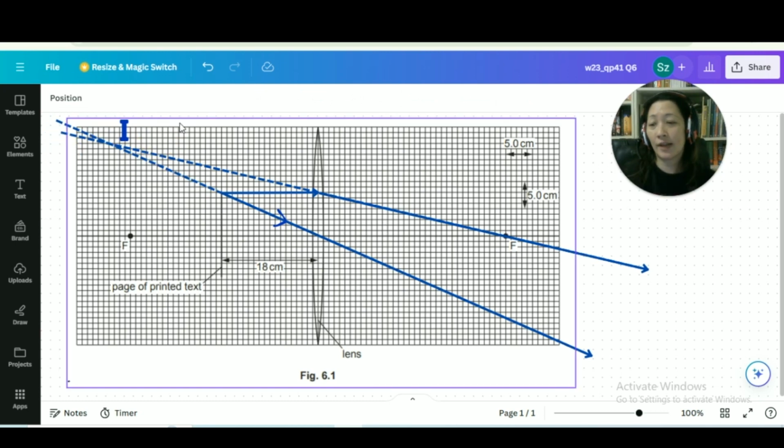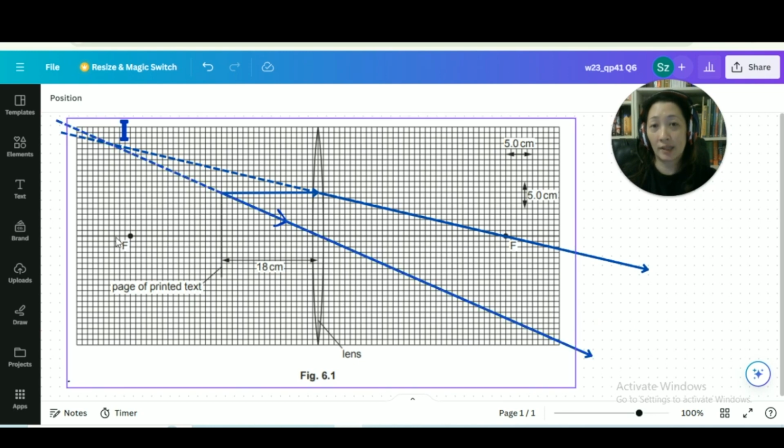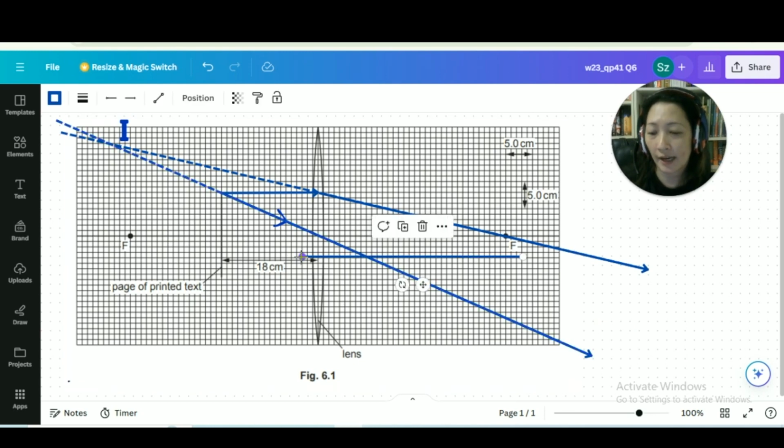In addition to labeling the intersection point I, we can also draw the image out. Now, how do we draw the image? We just need to draw a vertical line from the intersection point down to the principal focus. So I've got a line here. Let's just move the line. Let's make this vertical.